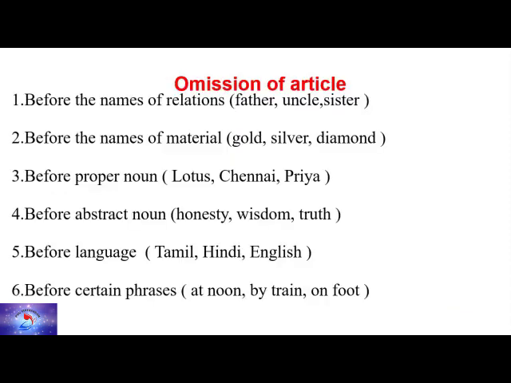So now we are going to learn about the omission of articles. Where are the places that we omit articles? We omit the articles before the names of relations. If you're going to talk about father, uncle, sister. Before the names of materials, it's going to be gold, silver, diamond, etc. We never use an article before a proper noun. Keep it in mind. Before an abstract noun. Before a language. Before certain phrases like at noon, by train, on foot. So these are some examples where we always omit the articles.